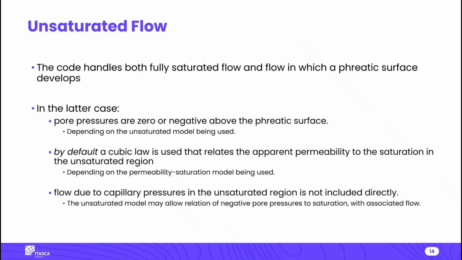The code handles fully saturated flow and flow in which a phreatic surface develops. When you have a phreatic surface, you can have 0 pore pressures above the phreatic surface, or you can have negative pore pressures above the phreatic surface, like I just showed, depending on what type of saturation model you're using. By default, we have a cubic law that relates the apparent permeability to the saturation. I'll show that in a minute. Flow due to capillary pressures in the unsaturated region is not included directly. But again, depending on the model you're using, you can have negative pore pressures and you can have flow.